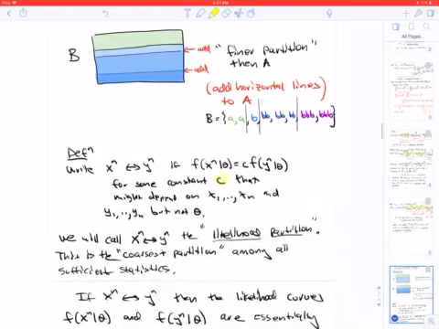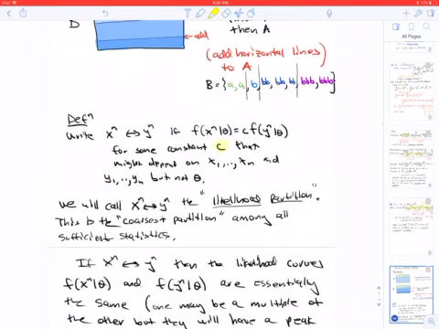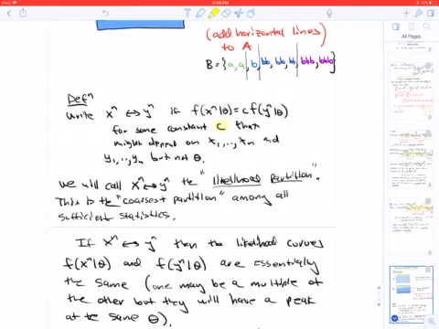So now we define an equivalence relation on our outcome space. We say that x1 to xn is equivalent to y1 to yn if the likelihoods are multiples of one another for some constant c that does not depend on theta. So we're going to call this equivalence relation a likelihood partition, and this will be the coarsest partition among all sufficient statistics.